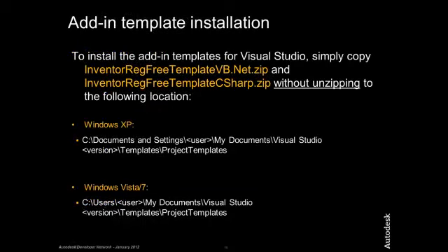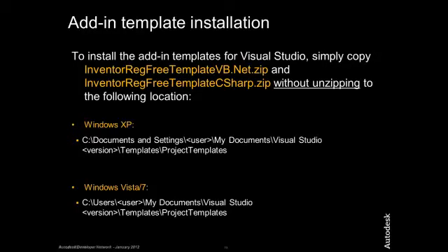As I mentioned previously, the projects created by the add-in template for Inventor are now creating Registry Free Add-ins by default. The installation of those templates is very straightforward. You can simply copy the 2 zip files into your Visual Studio project template location, depending on whether you are running a Windows XP or a Windows 7 or Vista machine. Those locations are slightly different. You don't need to unzip the file, you just need to place that file in those locations.